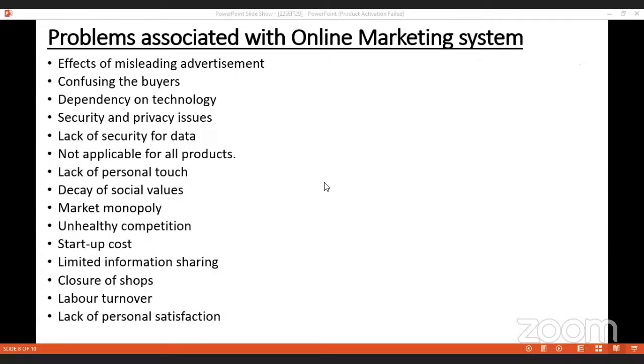There are some problems associated with the online marketing system. That means effects of misleading advertisements, which come as a part of cyber terrorism, etc., confusing the buyers about what type of products to purchase, economic problems, dependency on technology. As compared to the traditional mode of marketing, we depend on technology for purchasing products, over-excessive use of technology, security and privacy issues, lack of security for data. These are the main problems associated with our digital marketing system.